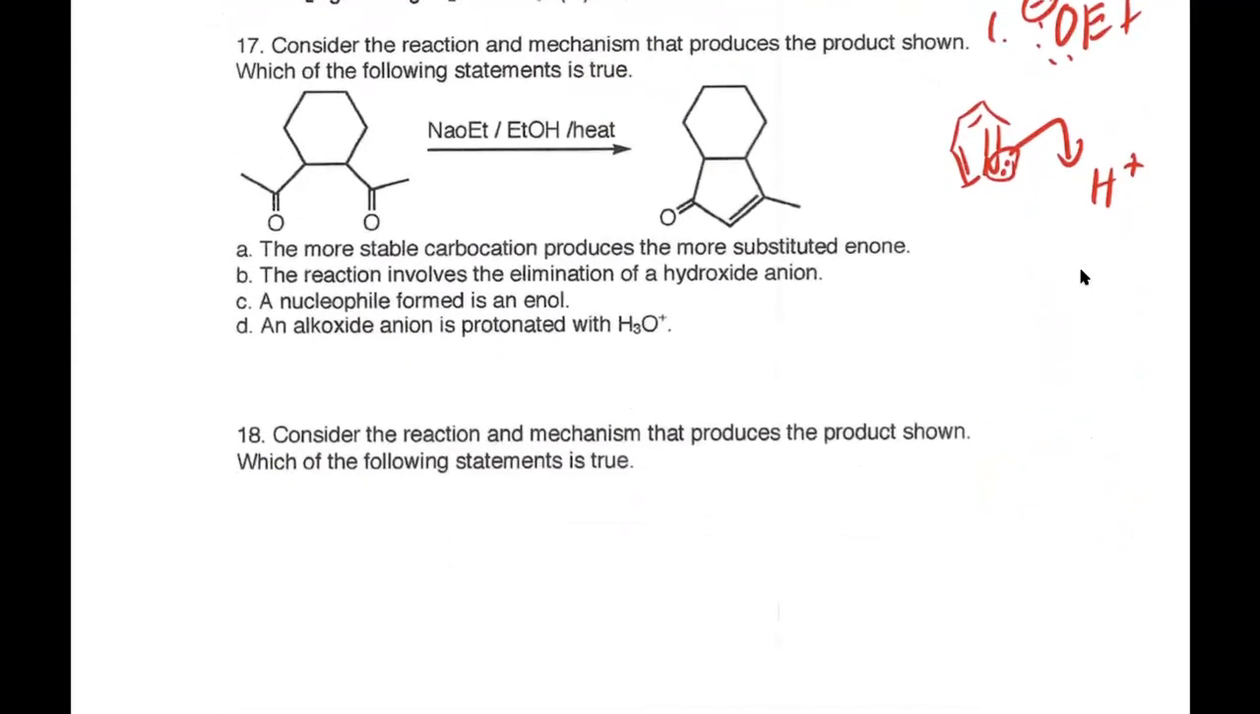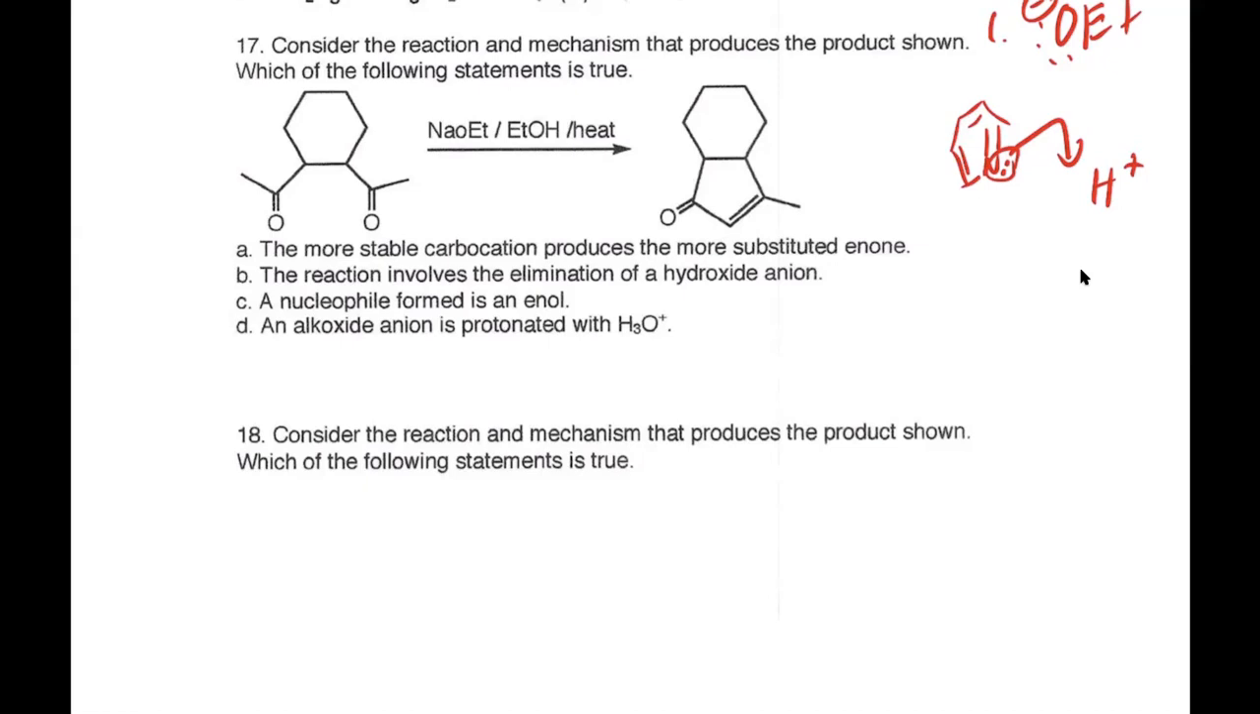So consider the reaction and mechanism that produces the product shown. Which of the following statements is true? For this one, we have sodium ethoxide and its solvent as well as heat. In terms of doing the mechanism, I personally would not waste my time to do the entire mechanism when the answers here are written in word format. I'm probably not going to have to come up with a particular intermediate. Now let's read what these are.